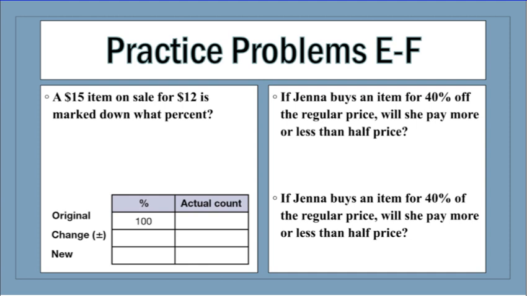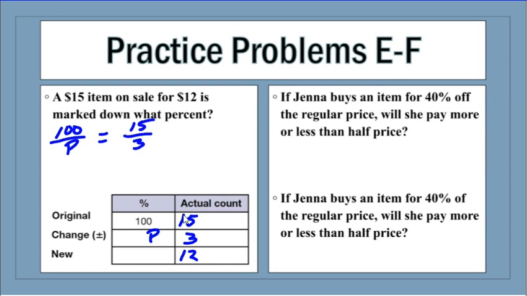And the last two questions. A $15 item on sale for $12 is marked down what percent? So 100% would be $15. Sales price would be $12. We want to find out the percent that it was marked down. So this is a difference of 3. Now we need to find what percent it was marked down. So I'm going to use P right here. So 100 over P is the same as 15 over 3.